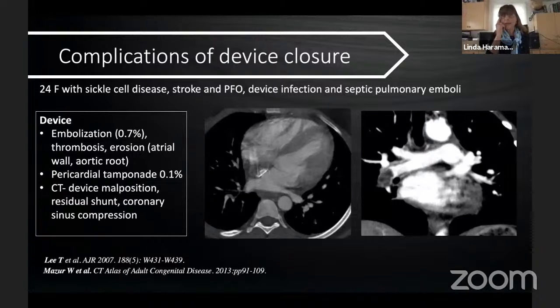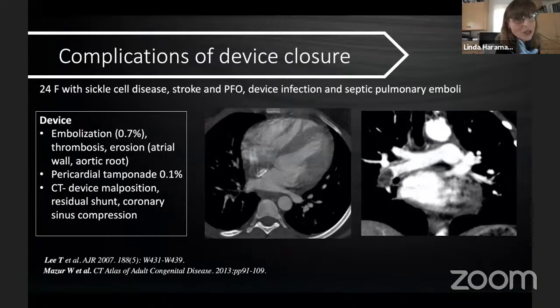Device closure is very safe and it's beautiful, but nothing is without complications. And this is an example of a 24-year-old who had sickle cell disease, who had stroke and a PFO, and who had a device closure. And here we can see that there's low attenuation on the device itself, like a vegetation on the device. And they developed septic pulmonary emboli. There were pulmonary emboli also within the lungs. So this is an example of a rare complication from device closure.